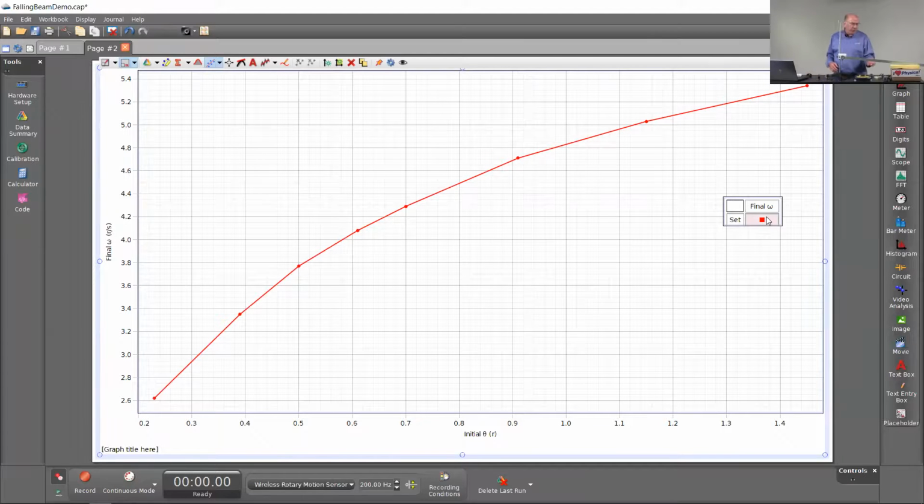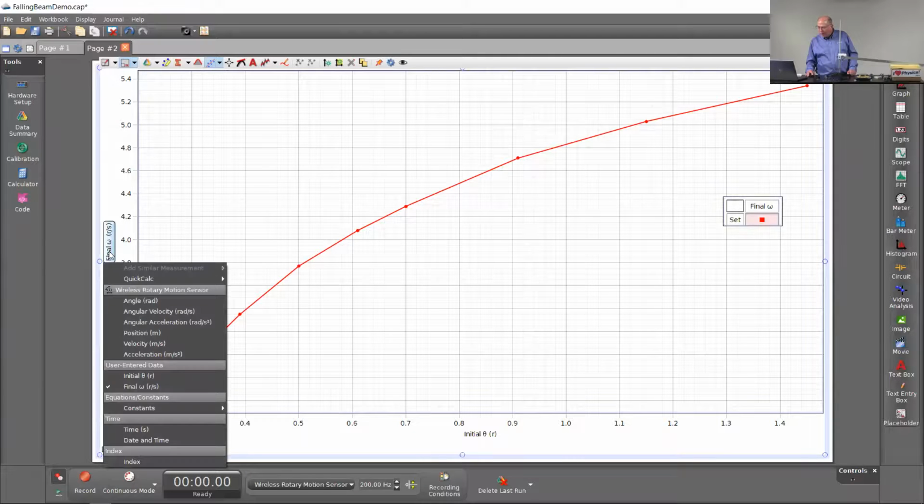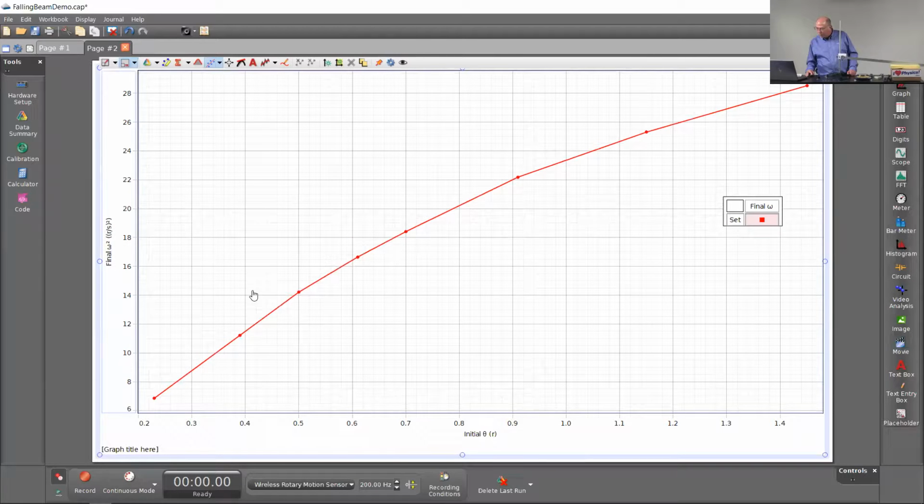Now I know the kinetic energy is related to the angular velocity squared. So maybe we need to graph angular velocity squared, and Capstone has a feature that makes that pretty quick to do. I just click on the axes and I go to Quick Calc, and I can do any of these really quick, like changing the sign. You could do that for the angular velocity on the previous, but I'm going to square it. So now it says final angular speed squared.